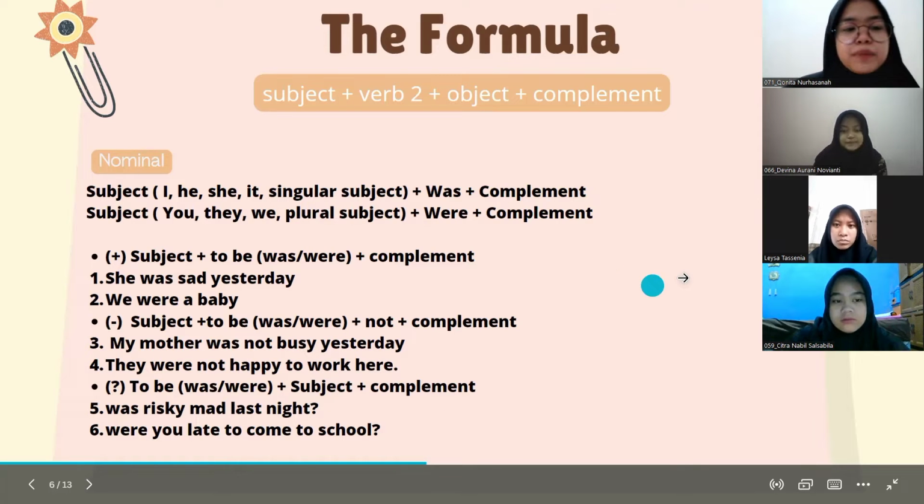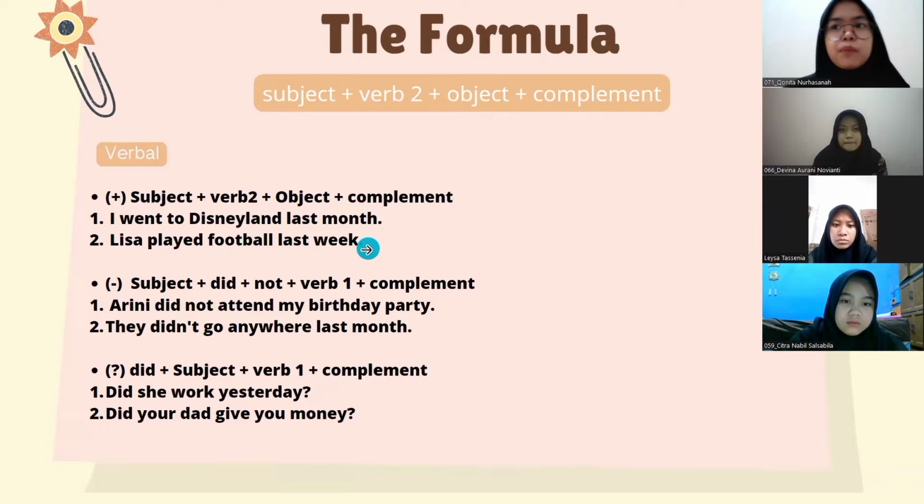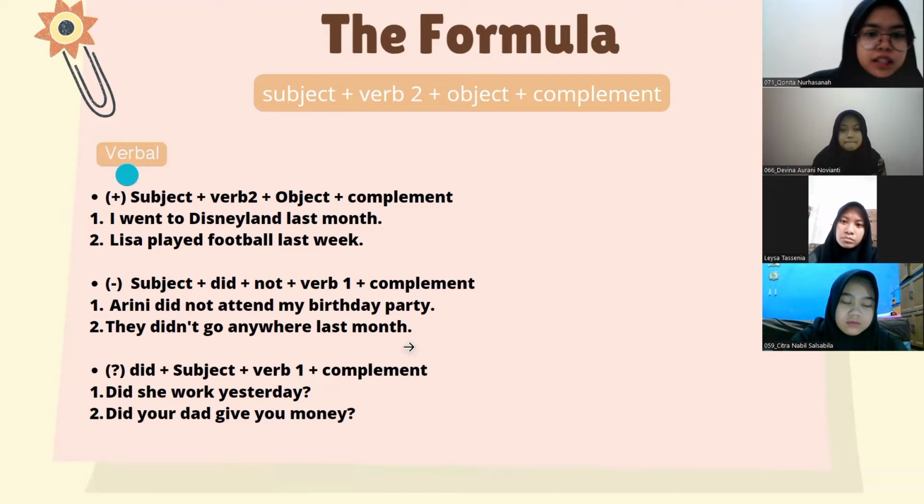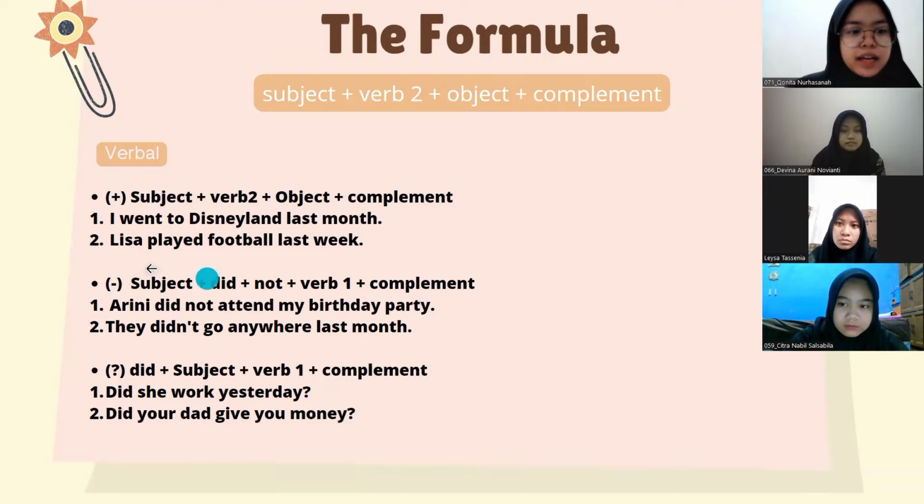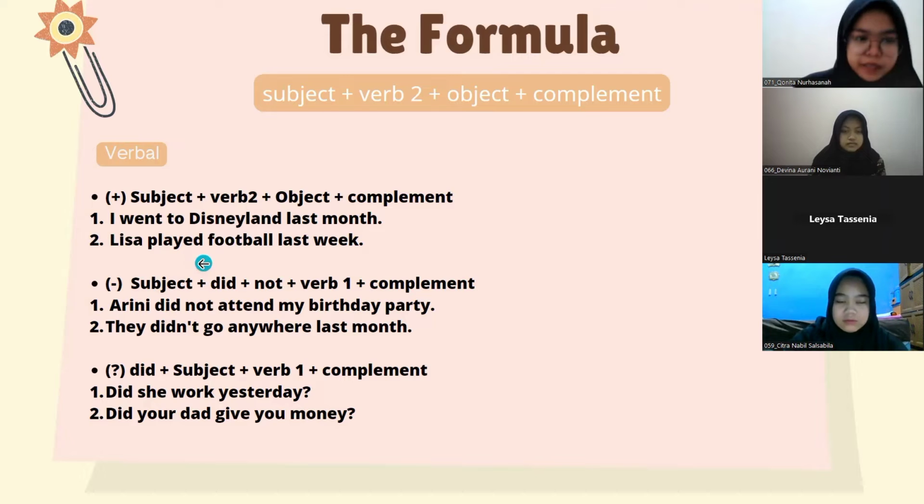And next we move to the verbal sentence. It's simpler and easier than a nominal sentence. So let's take a look at the example. The example is I went to Disneyland last month. I as a subject, and then went is verb 2. Jadi went ini adalah bentuk past dari kata go. And then let's take a look at the second example. Lisa played football last week, and played is bentuk past tense dari kata play.